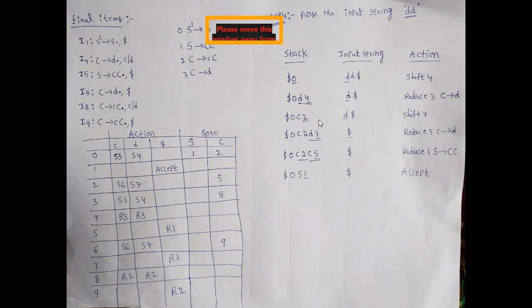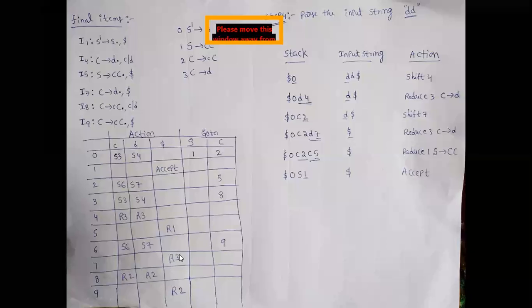Okay. Then 2D. So in the state 2 and small d we are performing shift operation 7. Shift 7. Then we are performing shift, meaning we are pushing small d and the number of shift operation onto the stack. Then the stack becomes $0C2D7. So this D is pushed and this 7 is pushed. Then D7. So what is the D7?